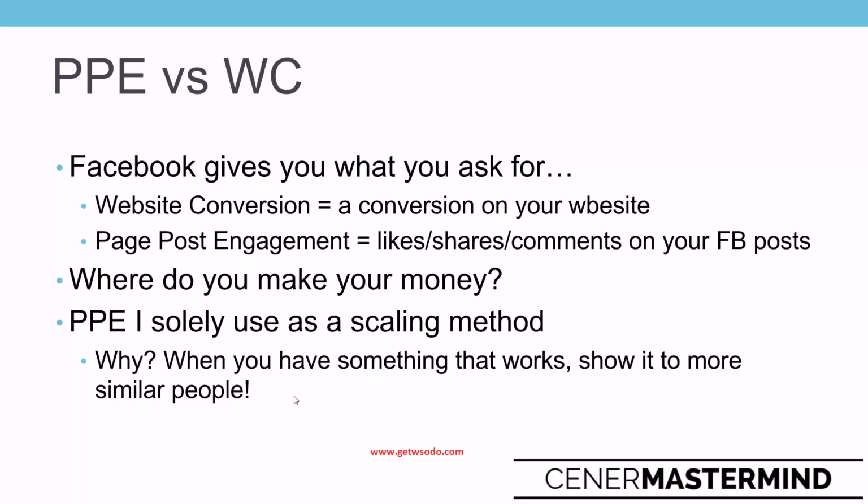PPE, I'm going to solely use it as a scaling method. And why is that? Well, when you have something that works, you want to show it to more similar people. And you'll find that even if you use the exact same targeting, this is called scaling by objective. Even if you use the exact same targeting, you're never going to reach 100% of your audience. Facebook deems some people to be easily viewable under a website conversion objective. Other people will see the ad under a PPE objective. Other ones will see the ad as a clicks to website objective. You're never going to reach 100% of your audience.